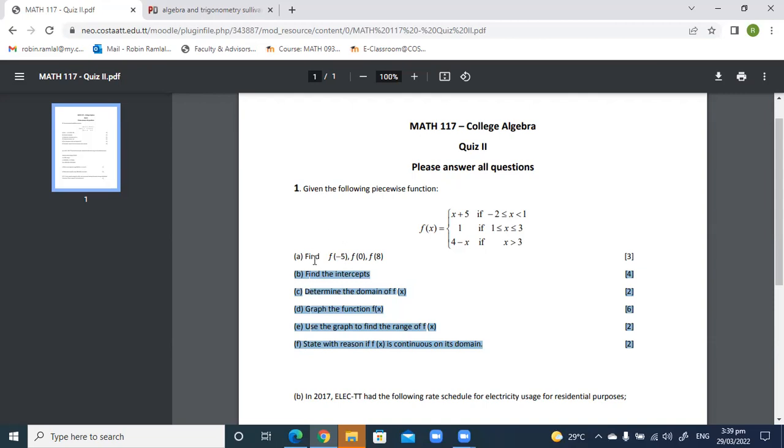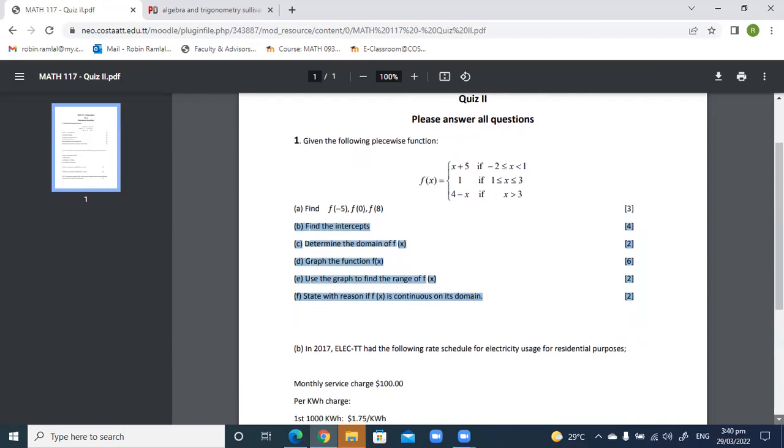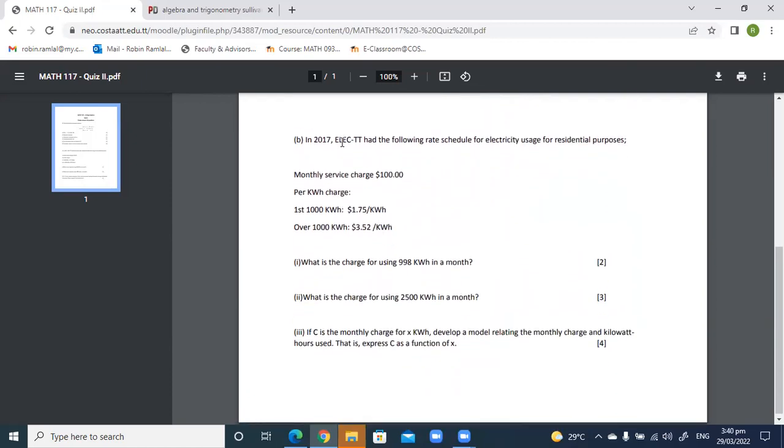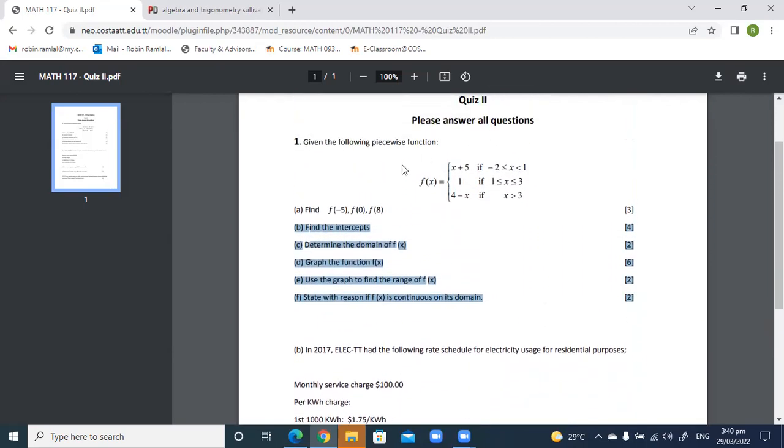So question 1, you just have part A here, and then you have part B here, which is similar to what we just did. You have your service charge for your first 1,000, over 1,000 you're paying this, and then you're answering these 3 parts. So the only change I made to the question, I took out parts B to F here, and instead of minus 5, I said it's minus 2.